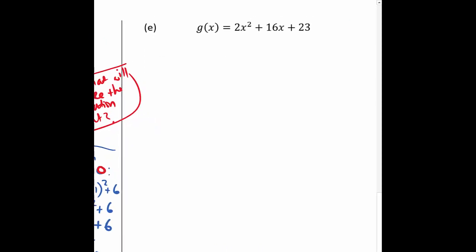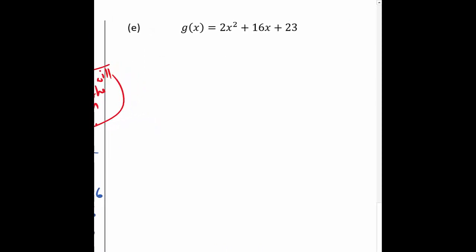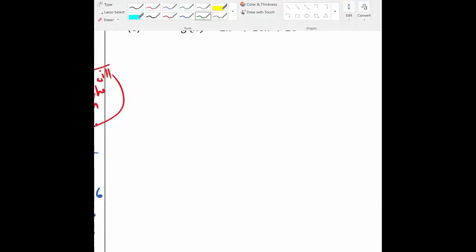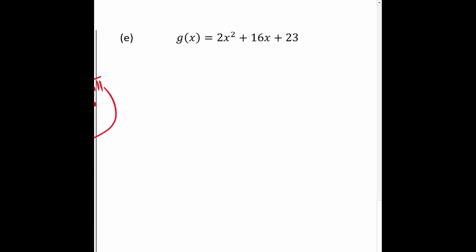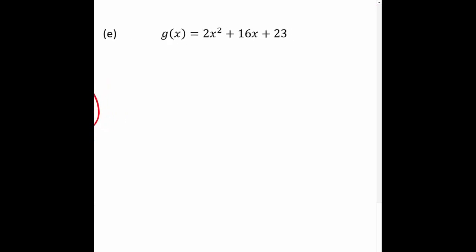Alright, let's try part E. I think this one will be more complicated because the last one we had to factor a -1 out, which is fairly close to 1. This time, though, we have to factor a 2 out. This is another one where we have to factor something out because the coefficient of x is not a 1. But remember, you only factor it out of the first 2 terms.